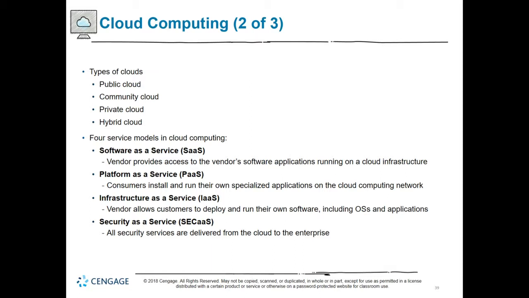Platform as a service is where customers install and run their own specialized application on the cloud computing network. Infrastructure as a service allows customers to deploy and run their own software, including operating systems and applications. Now you can also have security as a service, which is where all security services are delivered from the cloud.